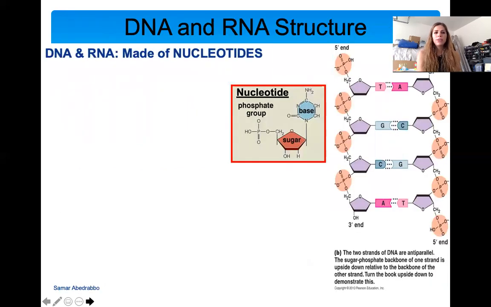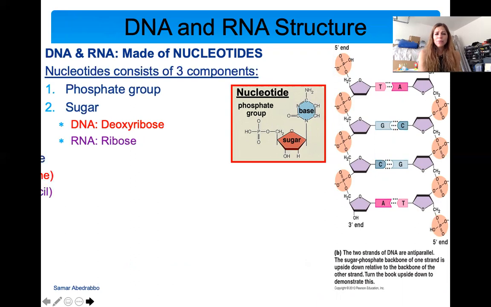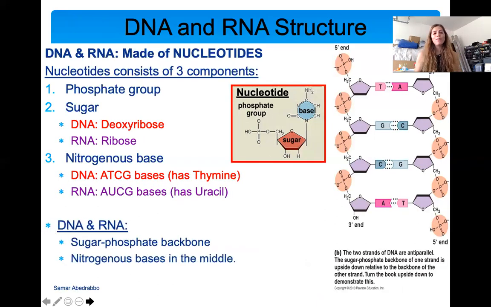I want everyone to know the structure of DNA and RNA. So DNA and RNA are made up of nucleotides. Remember in the macromolecules lecture, I said the monomers of DNA and RNA are nucleotides. And when we look at a nucleotide, whether it's a DNA nucleotide or an RNA nucleotide, there's always three components. Every nucleotide has a phosphate, it has a sugar, and it has a base. So the sugar in DNA is deoxyribose, and the sugar in RNA is ribose.